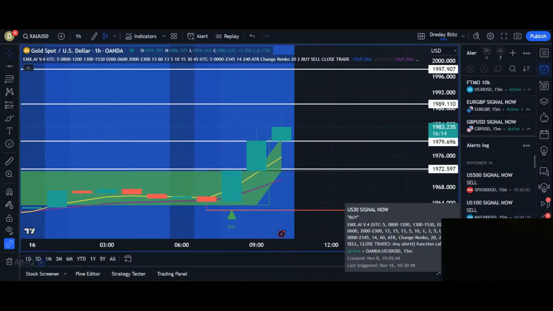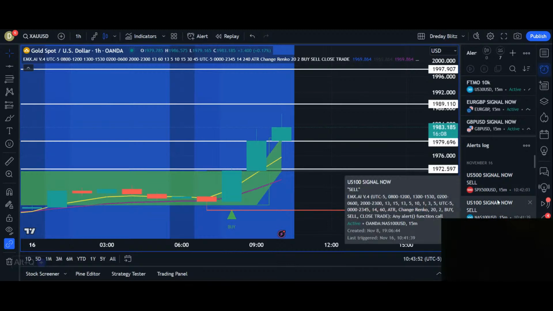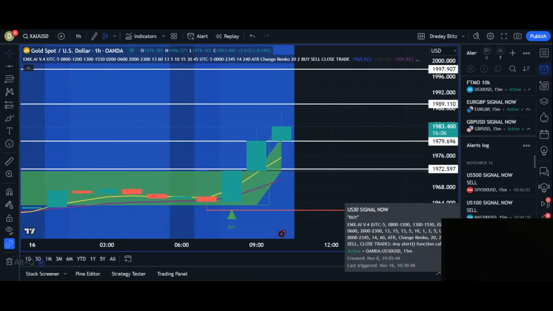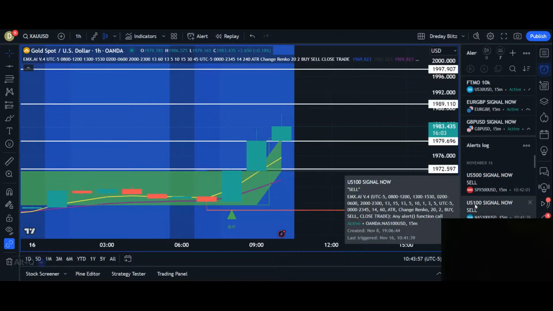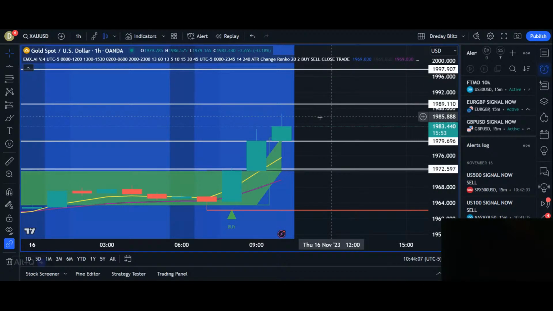Let's see. No, I only have for US30, Leon. I only had the two buys, buy signal. So currently we have a sell signal on Nasdaq 100, so US 100, and SSP 500. We have a sell too.